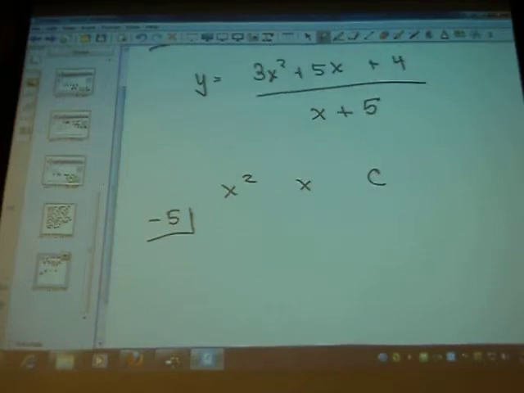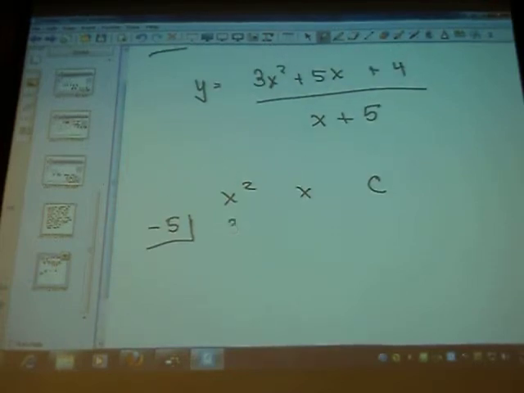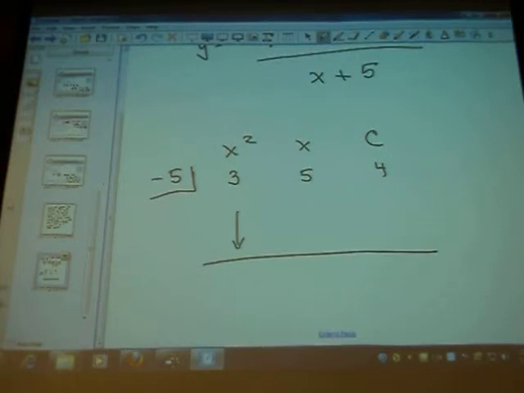Can you scroll it up a little bit? Thank you. Okay, and then my coefficients are 3, 5, and 4. Okay, now I think I can do it. Make your line. What's my first step? Drop the number 3. Bring down the 3. What's my next step? Multiply it by negative 5. Negative 5 times 3 is negative 15. That goes in the second column. Negative 10.